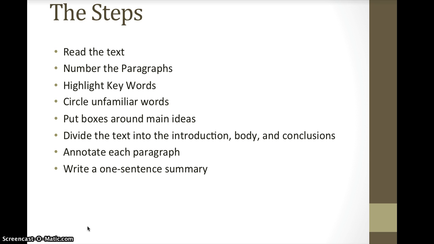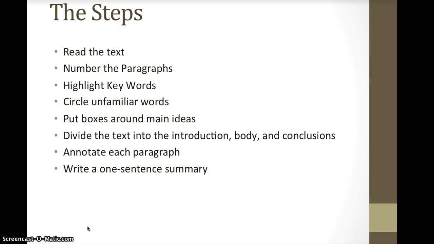First, you read the text. Then you're going to number the paragraphs. You'll highlight key words. Key words are the words that you have to know in order to understand the text. They might not be words that are unfamiliar to you, but they are the most important words.